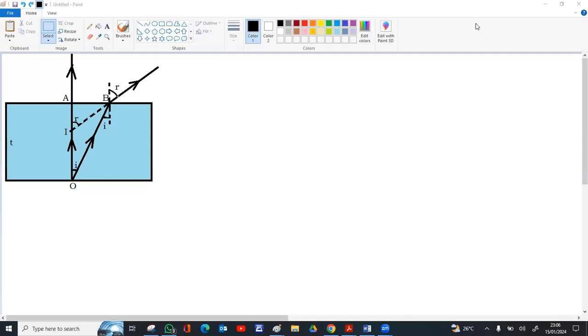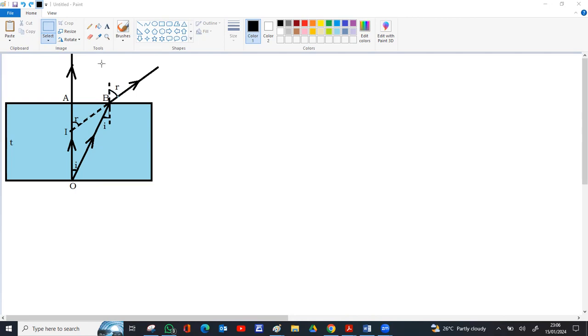This topic is related to refraction, connecting the idea of actual depth, apparent depth, how it's related to the refractive index of the denser and rarer medium, and how much the object feels to be shifted due to refraction. Here the blue color region represents a denser medium. O is a point object which is at the bottom of the denser medium.